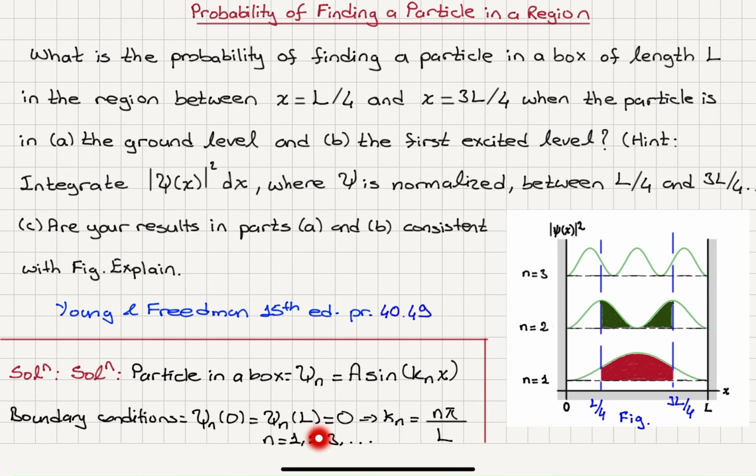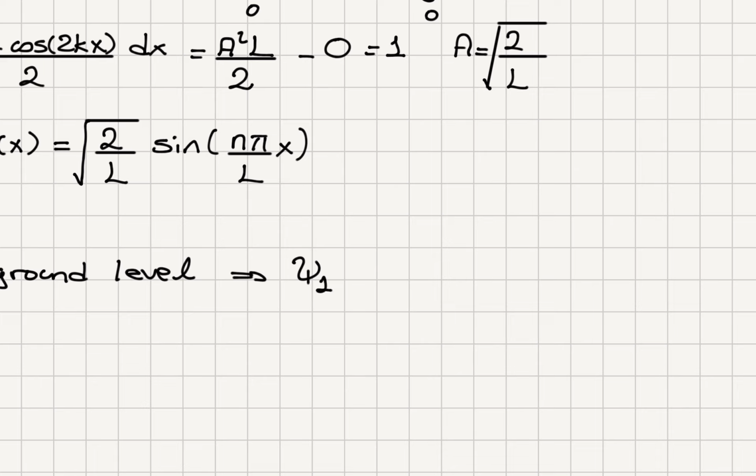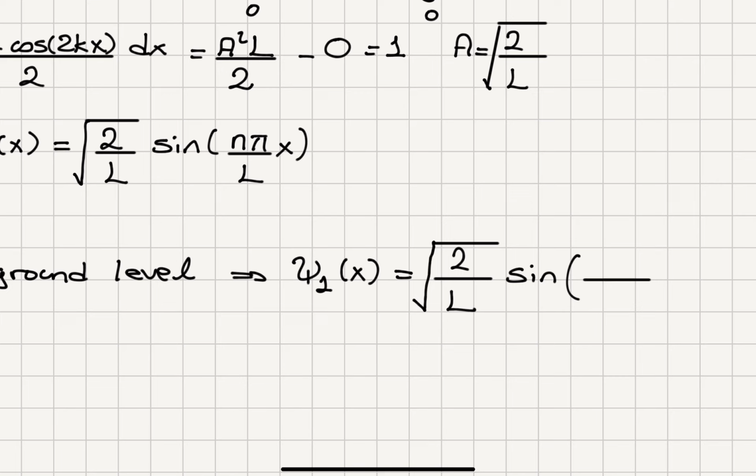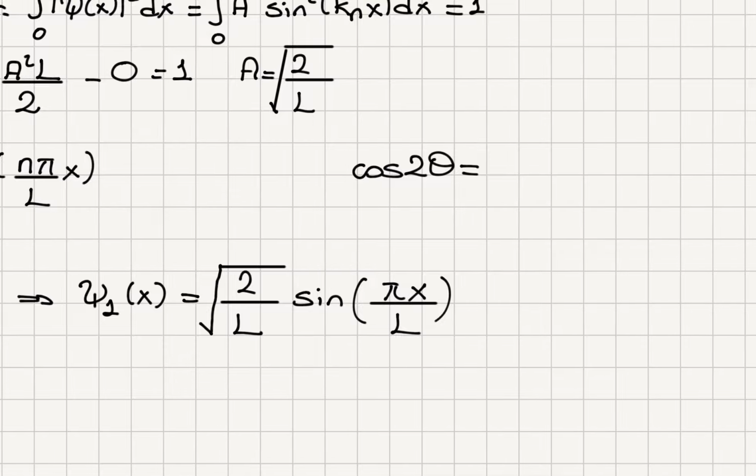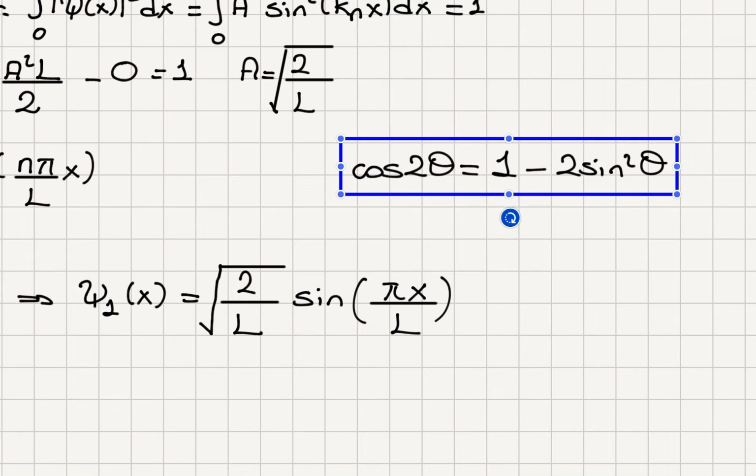Now, for part A, n is equal to 1. We have the ground level. So the wave function corresponding to the ground state is psi 1 of x equals the square root of 2 over capital L, times sine of pi x over L. Let me just note here that I have used the trigonometric identity cosine 2 theta equals 1 minus 2 sine squared theta.